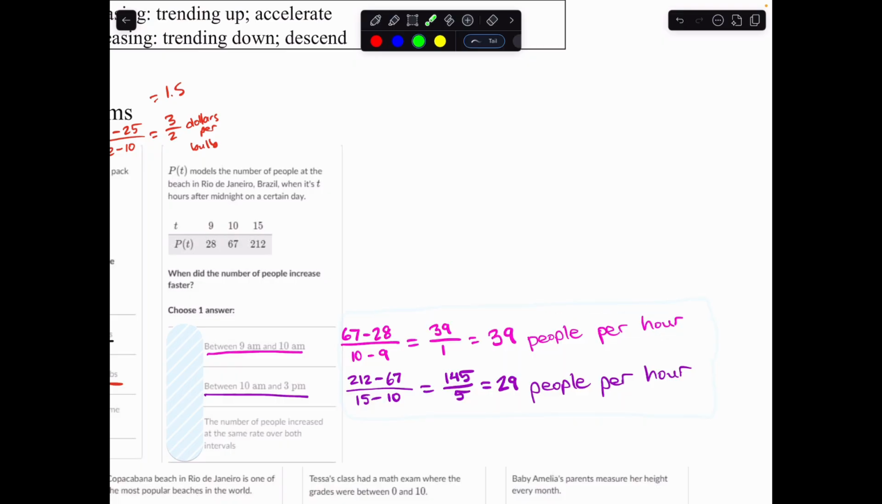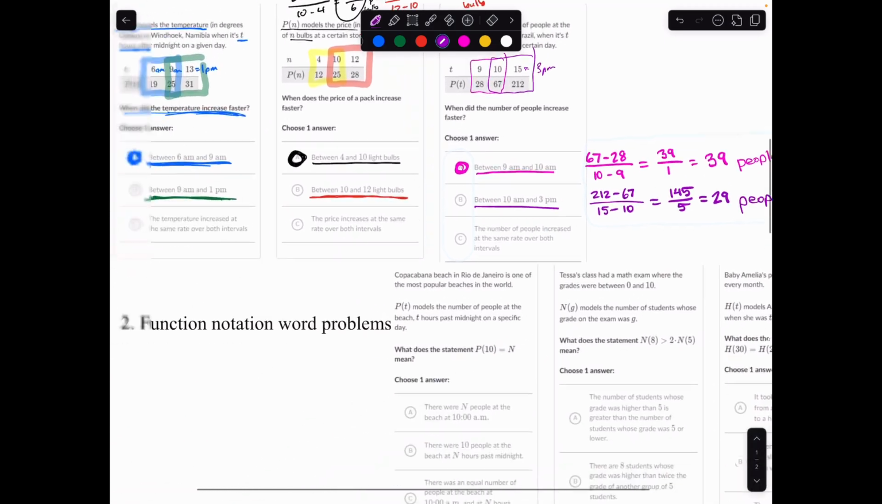Okay. So using those points, we should have found these average rates of change. So between 9 and 10 a.m., the average rate of change was 39 people per hour. And then between 10 a.m. and 3 p.m., remember, 15 hours after midnight is 3 p.m., we should find the average rate of change is only 29 people per hour. So the first choice, between 9 and 10, had the higher rate of change. All right.